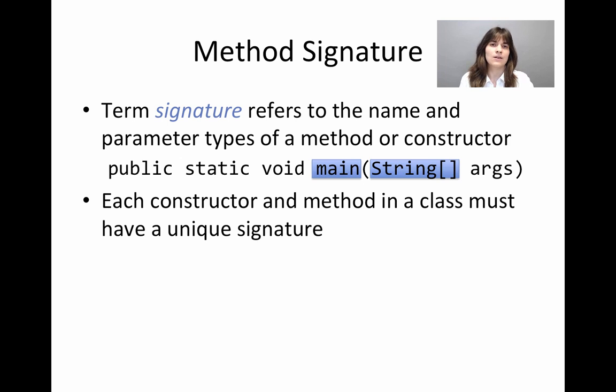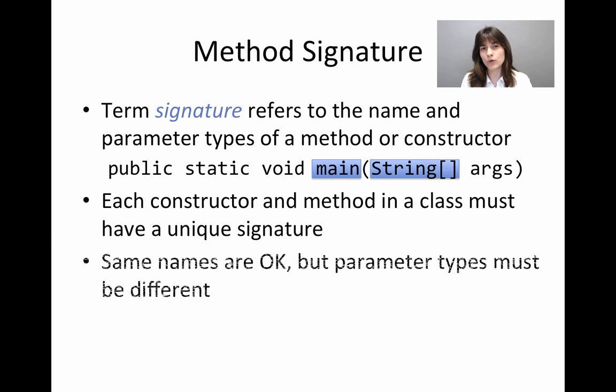There is this important rule that we need to follow: every constructor and every method in a class needs to have a unique signature. So we could have two methods that have exactly the same names, and that, maybe surprisingly, maybe not, is completely fine. However, if they have the same name, they definitely need to have different parameter types.